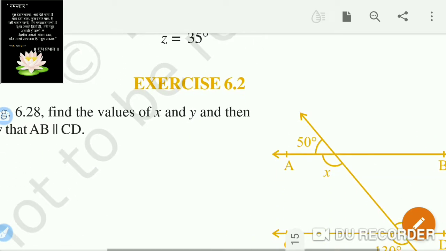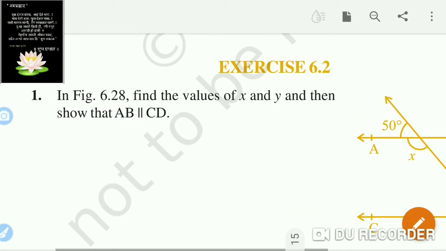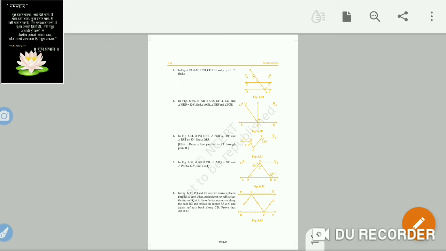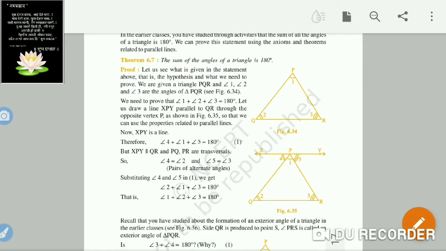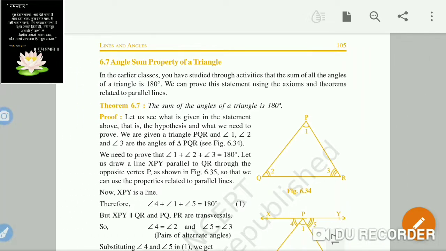Now I will also explain these examples from 6.2 afterwards, but let us see the next point, that is the angle sum property of a triangle.